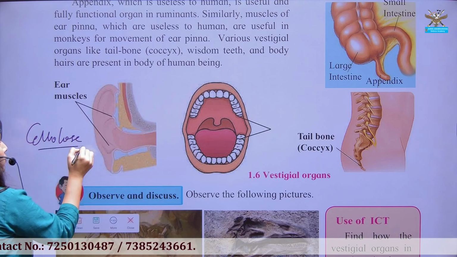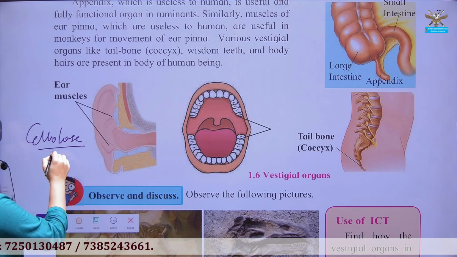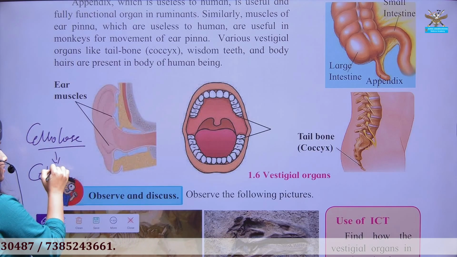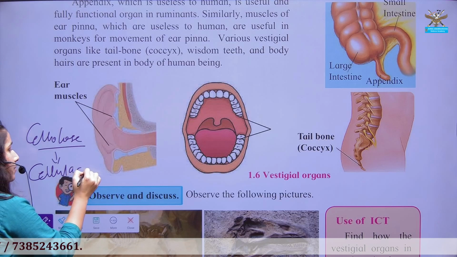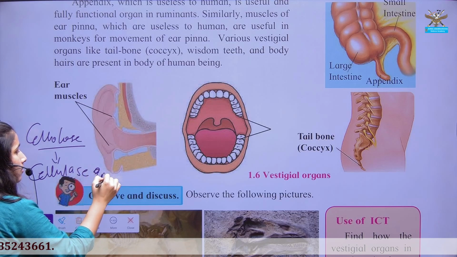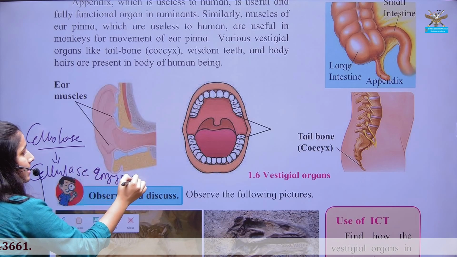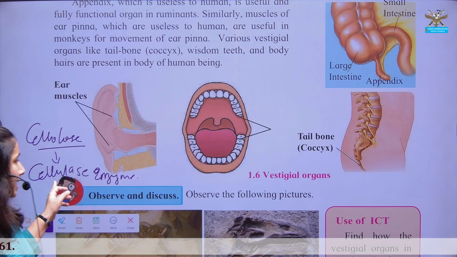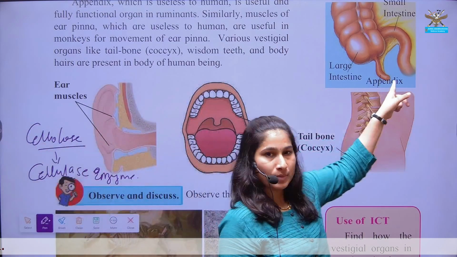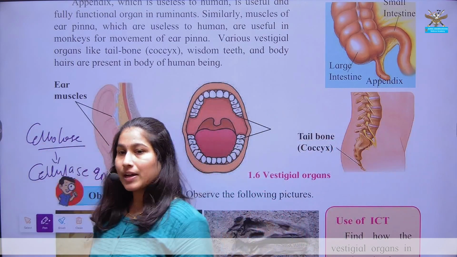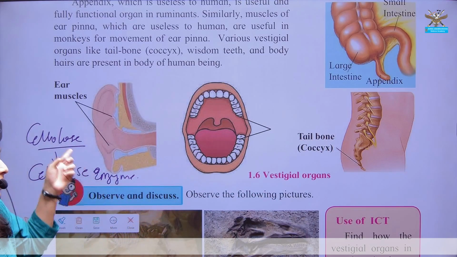It is a type of sugar. So to digest this, the cellulase enzyme was needed. So this cellulase enzyme was secreted from this appendix. So that's why the appendix was present in early man.